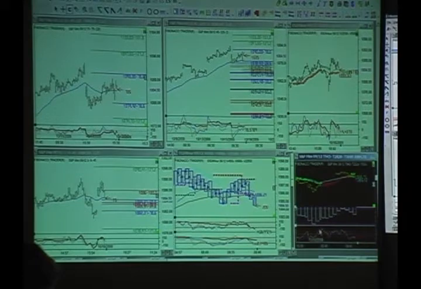Okay, it looks like we're breaking to downside here. I want to see a break of this 34 EMA on the 20. Yeah, I want to see.